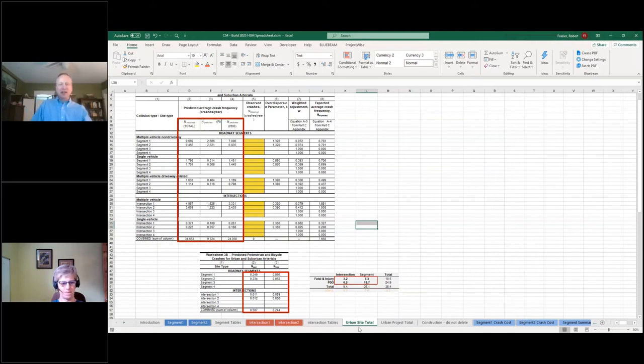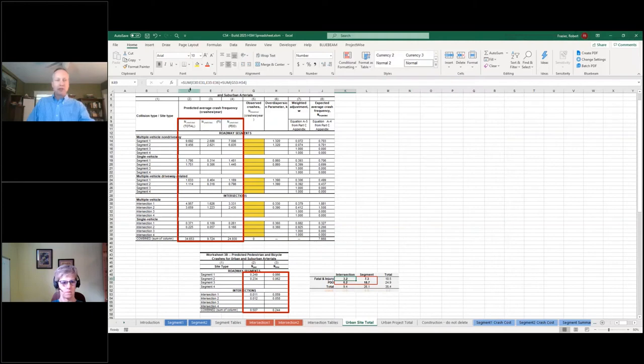So it's the urban site total tab where you can get the summary numbers. And I've embedded this little table in here that does the summary for you. Normally you would have to do this yourself, pull the numbers out and say what you want. So I'll just explain that a little bit more.